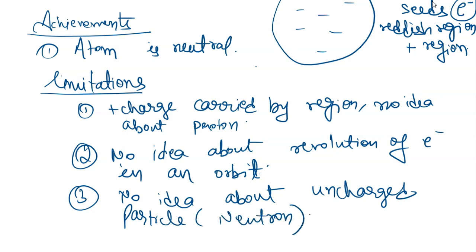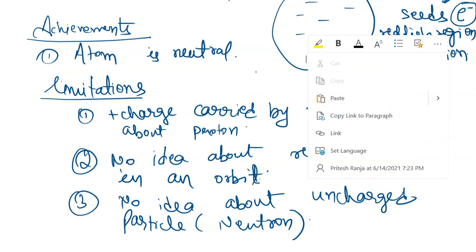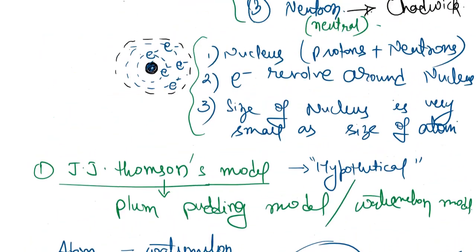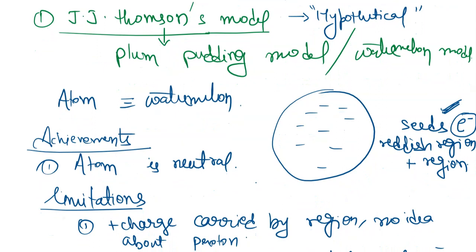So you can see J.J. Thomson's hypothesis was completely illogical because it was just based on his imagination, the hypothetical knowledge of what he was thinking of the atom. But yes, we see one achievement: the atom is neutral.